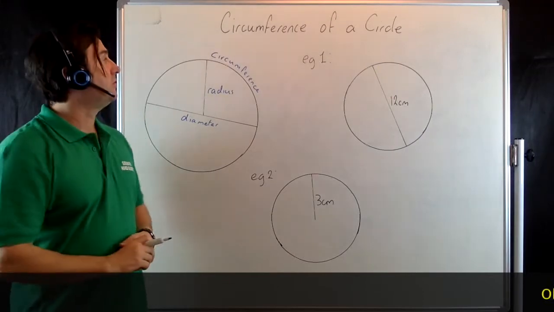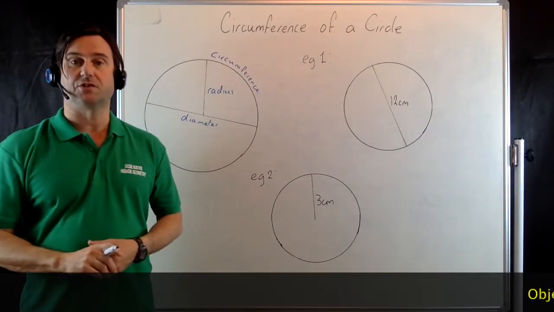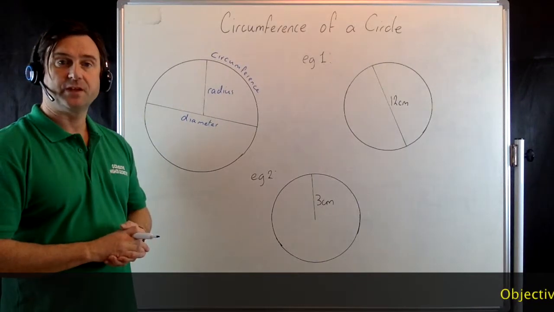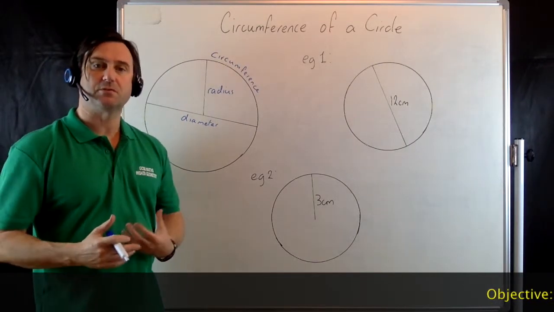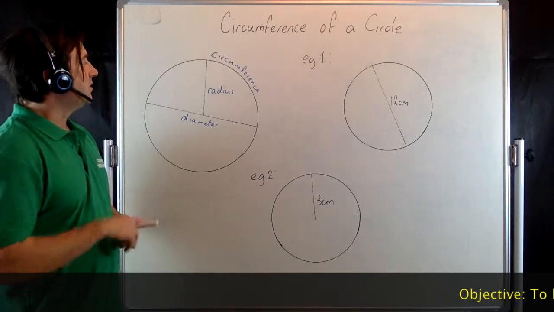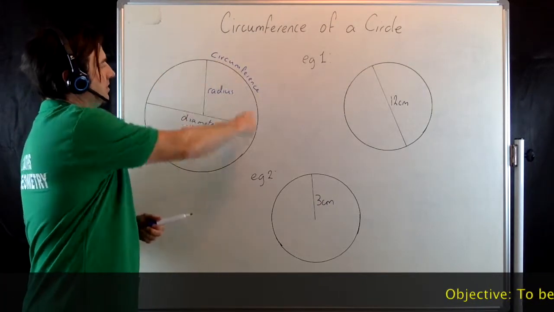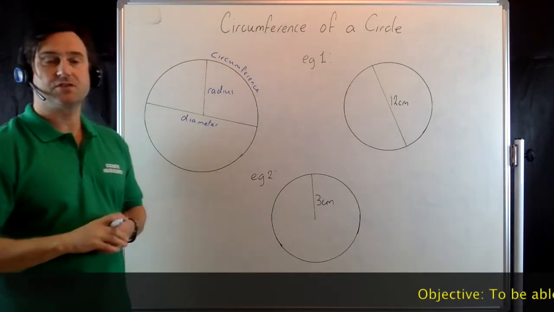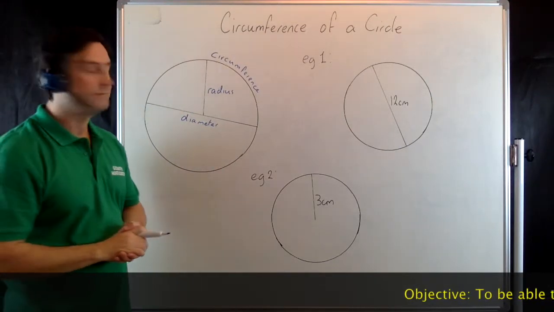Welcome to this tutorial on being able to find the circumference of a circle. We're going to first look at the various parts of a circle, and then we're going to look at the two formulas we could possibly use to help us find the circumference of the circle. The circumference is all the way around the outside, the distance around the outside of the circle. That's known as the circumference.